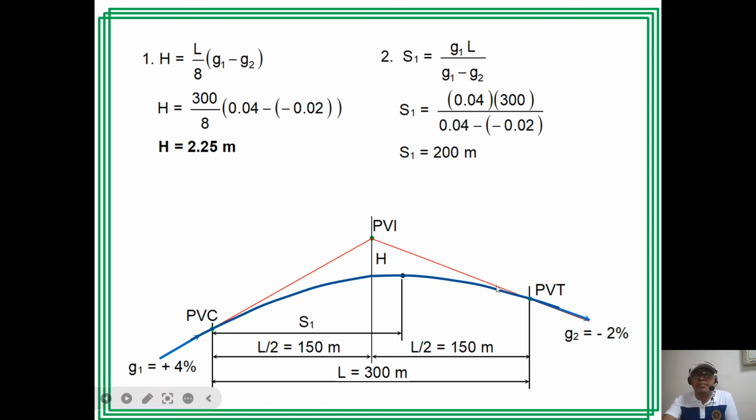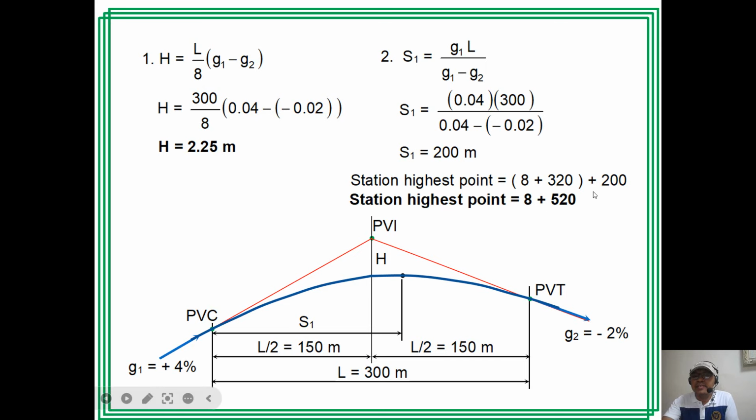So, the station of the highest point is obtained by adding the station of the PVC to the distance to the highest point. So, station of the highest point, that is the PVC 8 plus 320 plus the length 200. By the way, the length of the curve is assumed to be the horizontal distance from PVC to PVT, not the curve length. Okay, so we have here 8 plus 520.